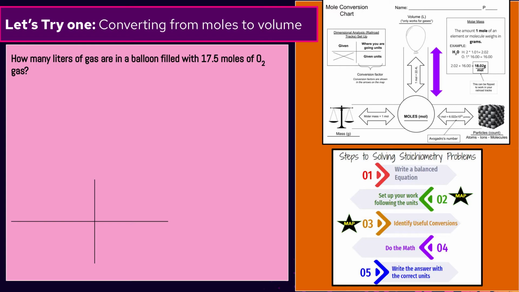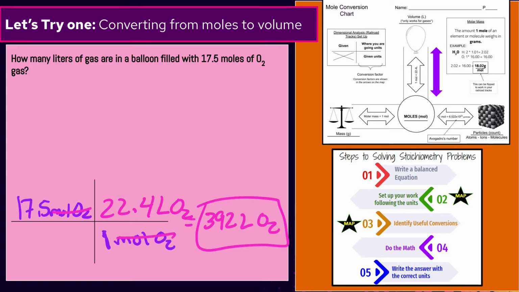So let's try one. How many liters of gas are in a balloon filled with 17.5 moles of O2 gas? So I'm given 17.5 mole O2. So I want my mole of O2 on the bottom, so moles can cancel. And then I have my conversion factor of 22.4 liters O2 on the top. So my moles cancel, and my answer is 392 liters of O2.